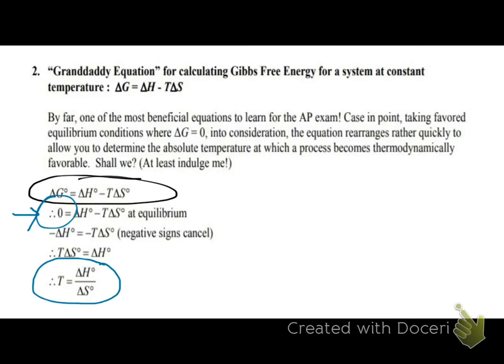Yes. Is it always 0 at equilibrium? Delta G is always 0 at equilibrium. That is what it's defined as. Just like when we were defining K, we said K is equal to 1 at equilibrium. Well, delta G is equal to 0 at equilibrium. Okay? So that's going to be important.